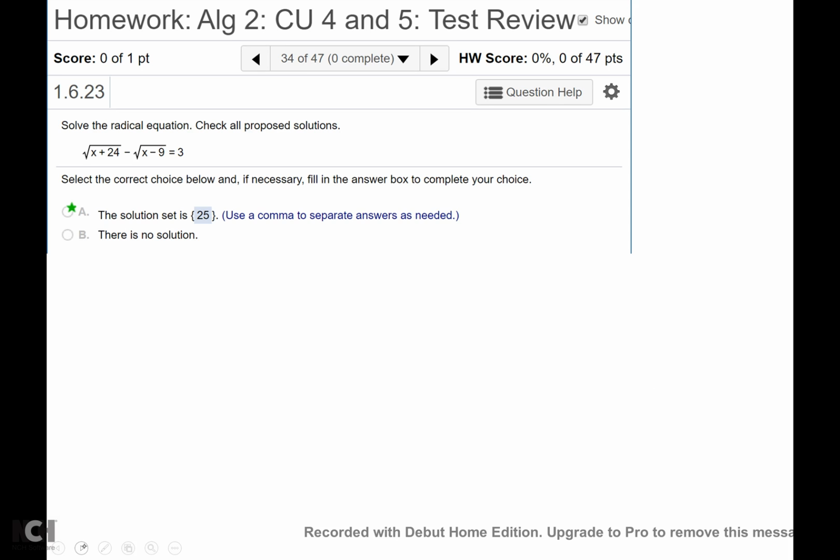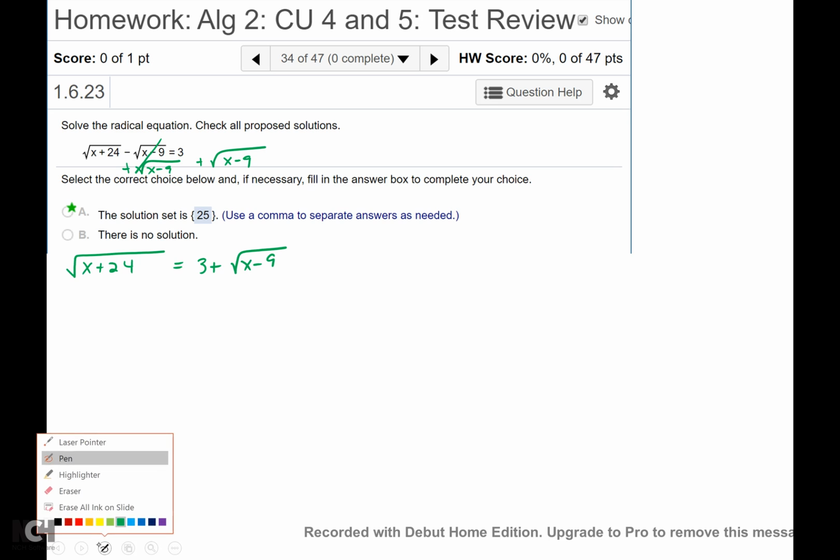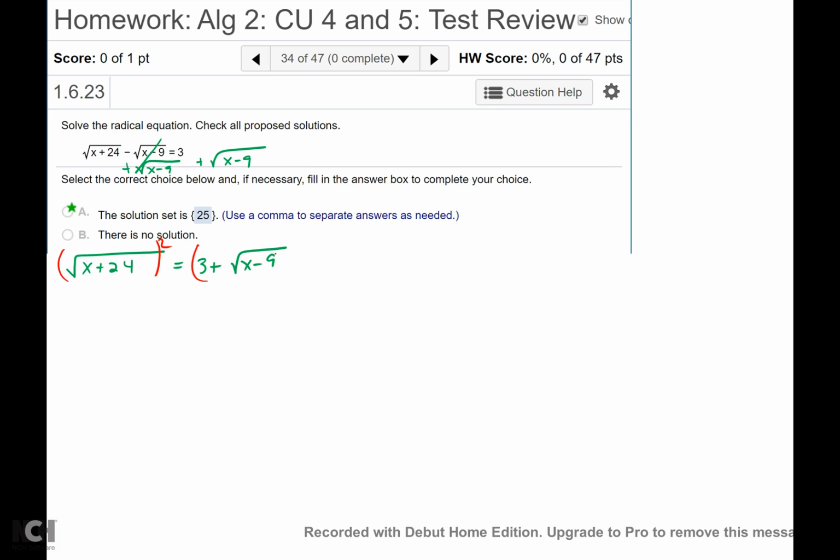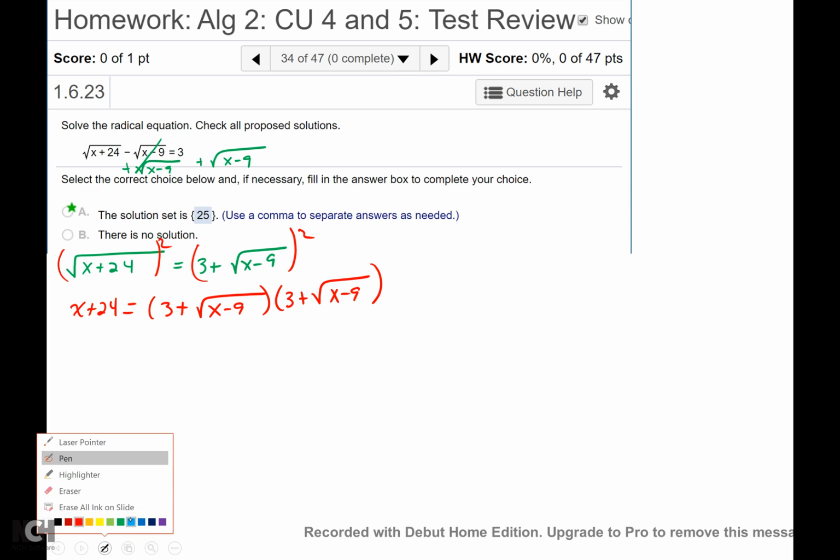Alright, and when we do this one, we've got to get one of these radicals alone. So I'm going to add the square root of x minus 9, which would give me the square root of x plus 24 equals 3 plus the square root of x minus 9. I've isolated 1 so I can kill it by squaring both sides, which gives me x plus 24 equals 2 copies multiplied together so I don't kill puppies.